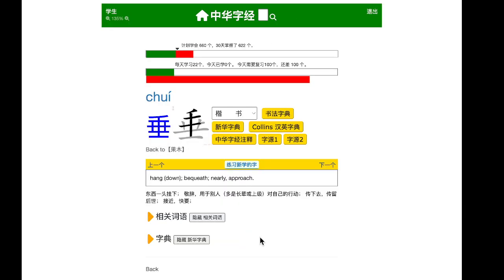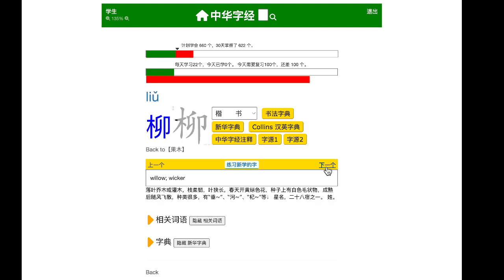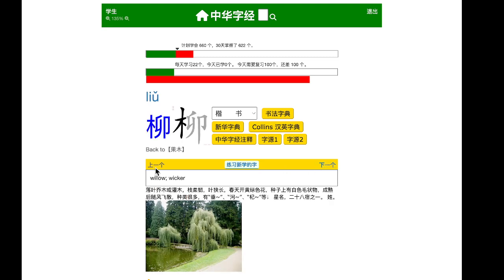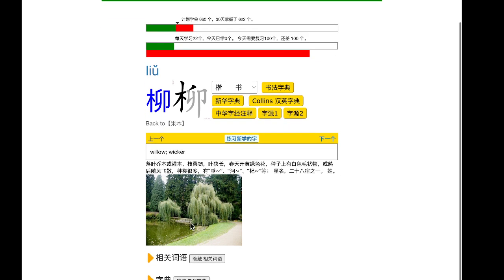Cui means to hang down or dangle, or to pass down, bequeath. It can also mean nearly or approach. Here we're talking about cui liu. Liu is a wicker, which is made from willow branches. Liu shu is a willow tree. We call it cui liu because of the way that the leaves and branches hang down. The distinctive feature.